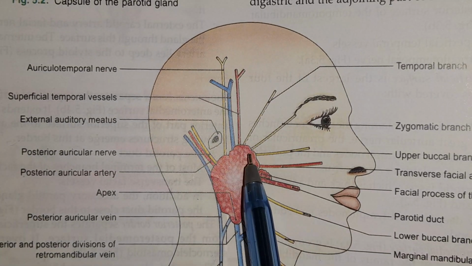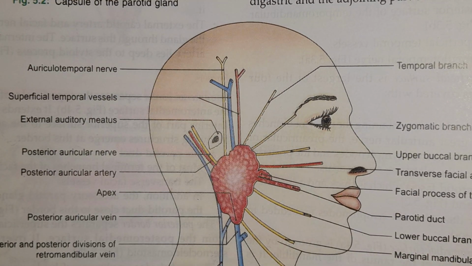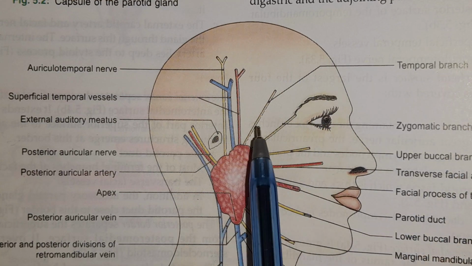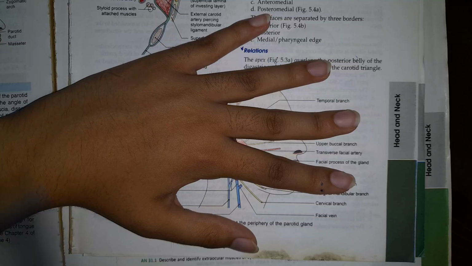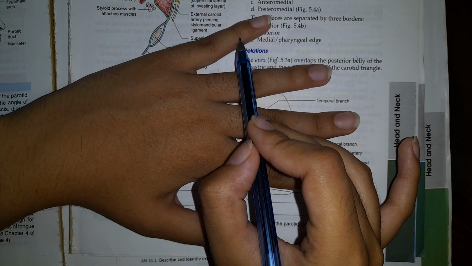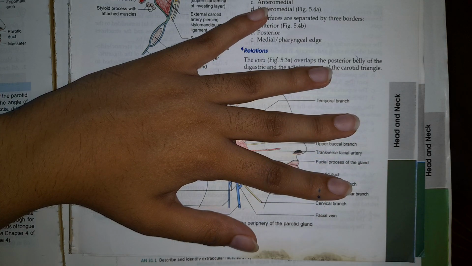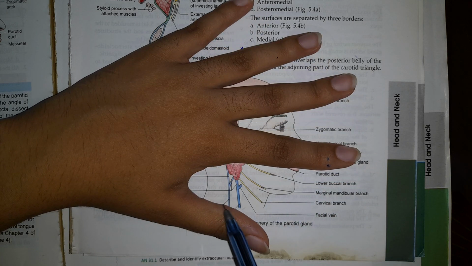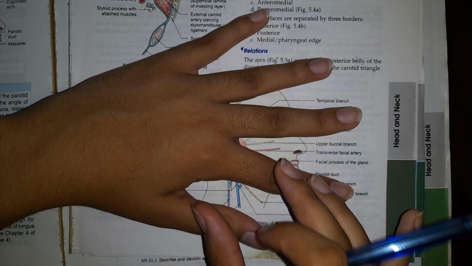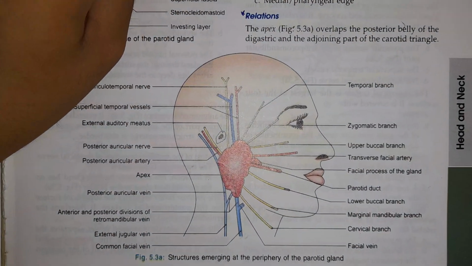So first of all, we are to visualize this is the anterior border, and on this anterior border we have 5 main branches of the facial nerve. These yellow branches are the branches of the facial nerve. How to remember the facial nerve branches? You just place your hand like this and you have the temporal branch, then the zygomatic branch, then the buccal branch. The buccal branch is divided into an upper buccal and a lower buccal branch, and then we have the lower branch, which is also known as the cervical branch. So these are the 5 branches of the facial nerve that are emerging from the anterior border.